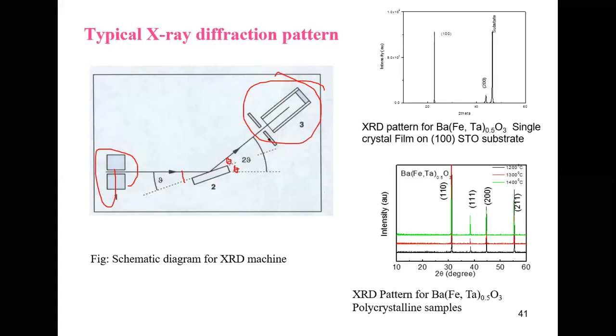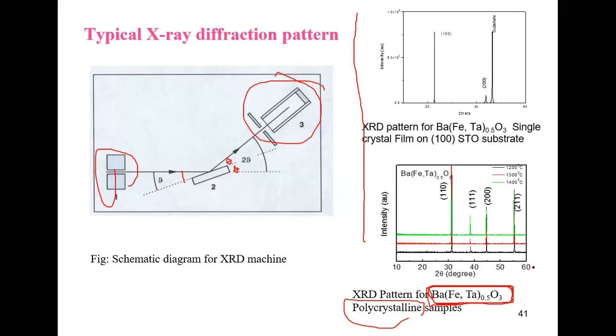So we place the detector at 2 theta with the original direction of the X-ray, and this sort of scan is called a theta-2 theta scan. Here I showed X-ray diffraction patterns of my own sample, from my own research. I made a polycrystalline sample. You know what polycrystalline is? Polycrystalline barium iron tantalate. This is one kind of multiferroic material which you may study when you do some research at your graduate or postgraduate level.